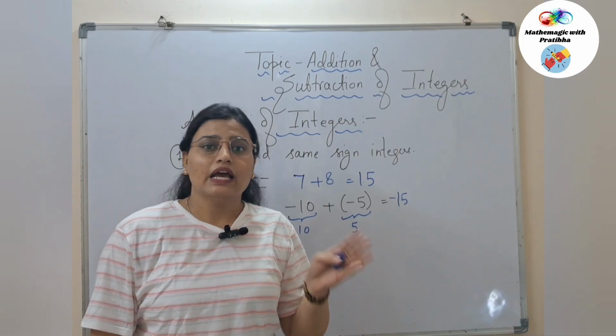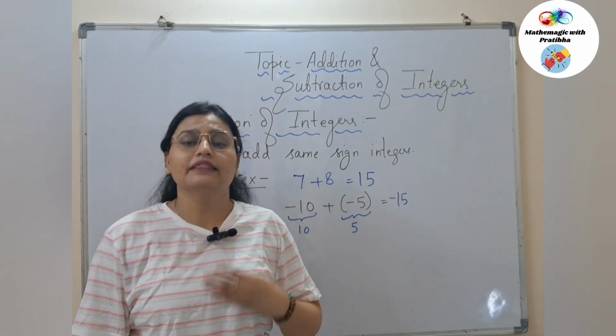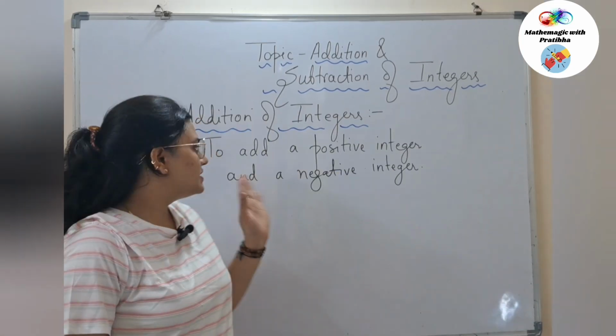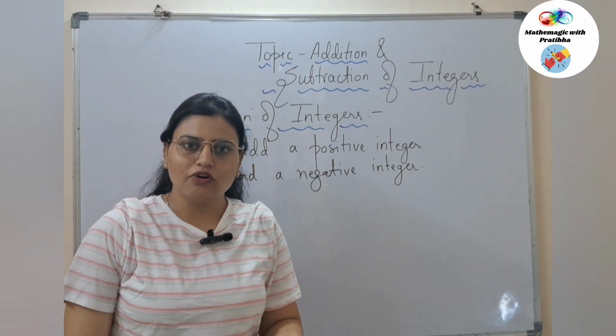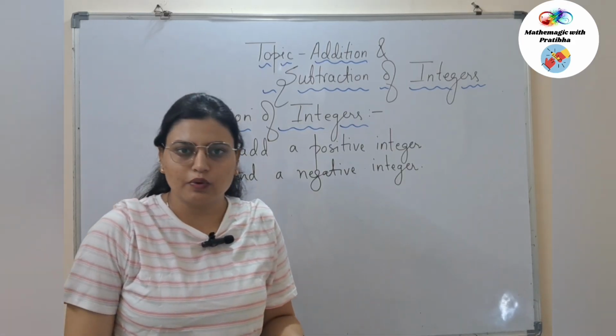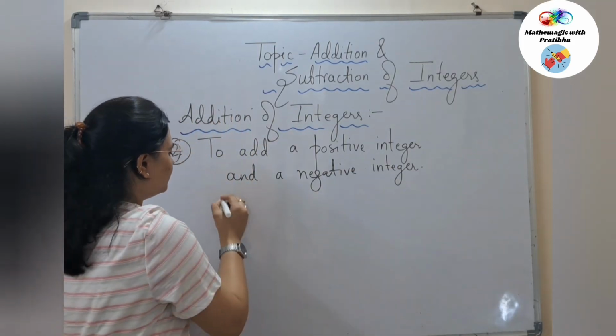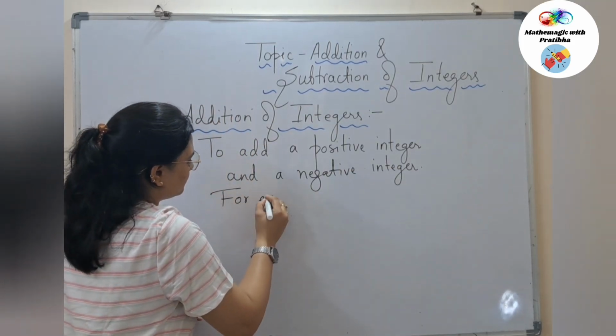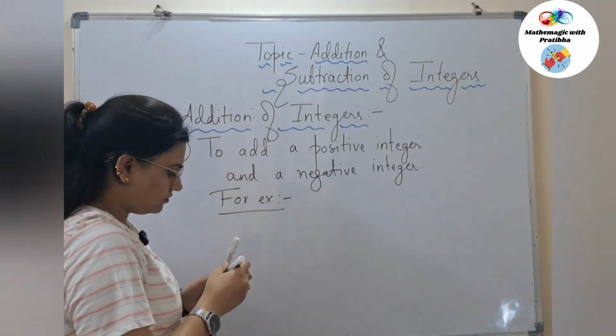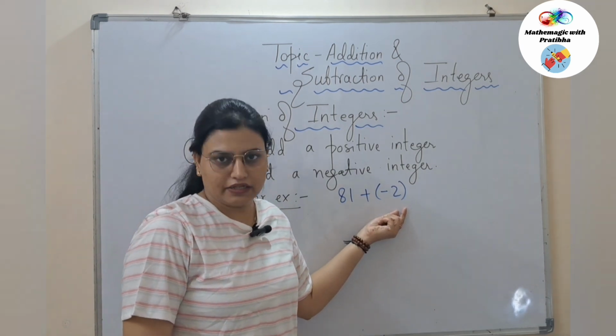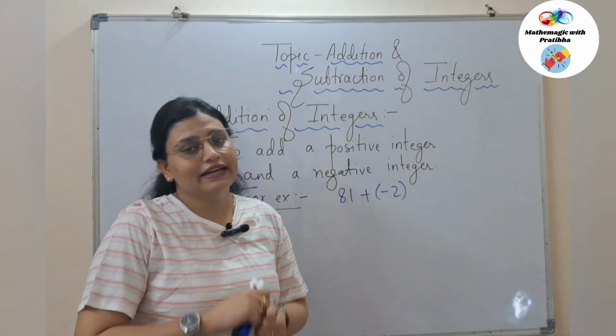Now let's understand, if the two integers have different signs, how we will do addition. The second rule is to add a positive and a negative integer. What will we do then? Let's understand this also with the help of an example. Here we have to add 81 with minus 2. 81 is positive and 2 is negative here.